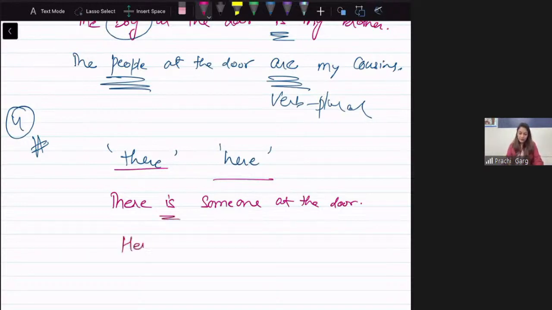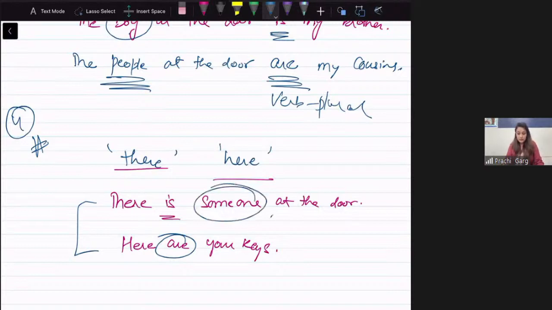If I say, here are your keys, now I'm talking about keys here. Keys is plural, so the verb will also be plural. And in both cases, if you see, the subject is coming after the verb. In this case, the subject is someone. In this case, the subject is keys. Clear? This was easy. Will you remember this in the case of here and there?